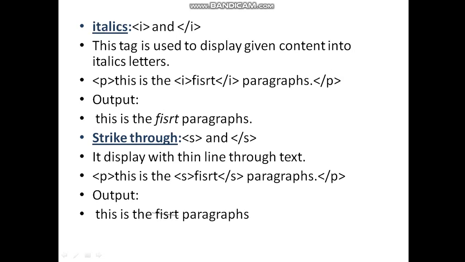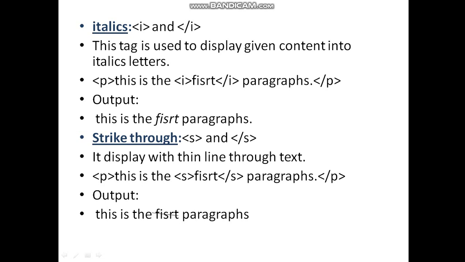Next, italic. For italic we use I, start of I and end of I. It displays the italic text. This tag is used to display the given content in italic letters. P, this is the I, first, end of I, paragraphs and end of P. Your output, this is the first. Here first is in an italic format.